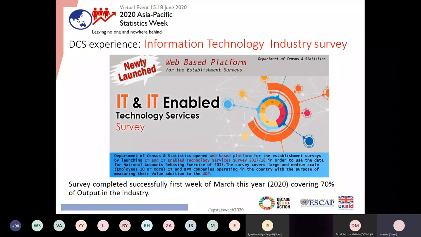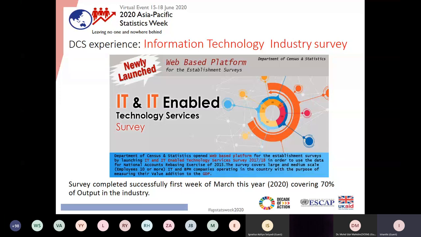DCS recently launched a new survey for the information technology services sector. The objective of this survey was to measure the real value addition of the IT industry to the GDP. This was the first ever survey in DCS history which planned to cover only the IT industry sector. Therefore, DCS decided to get the help of leading IT industry associations in the country when designing this survey.